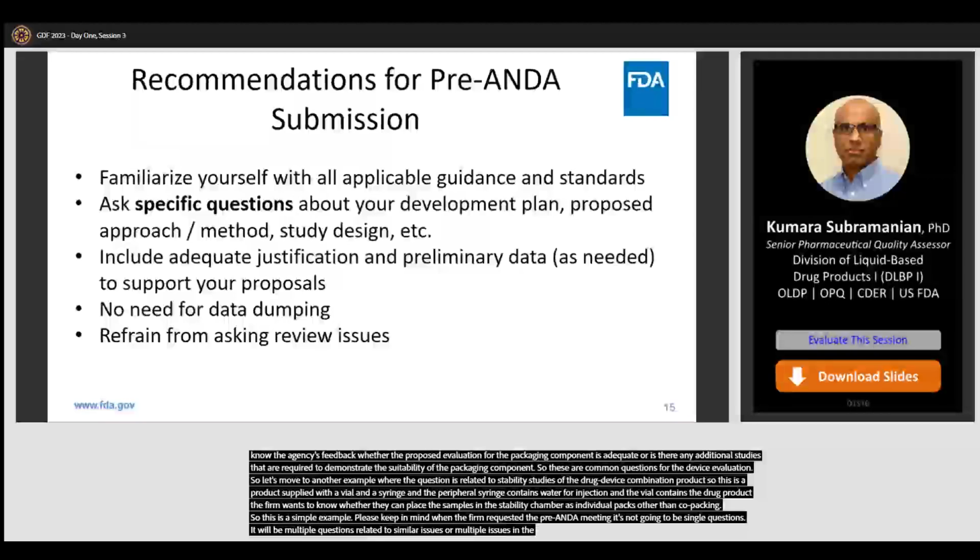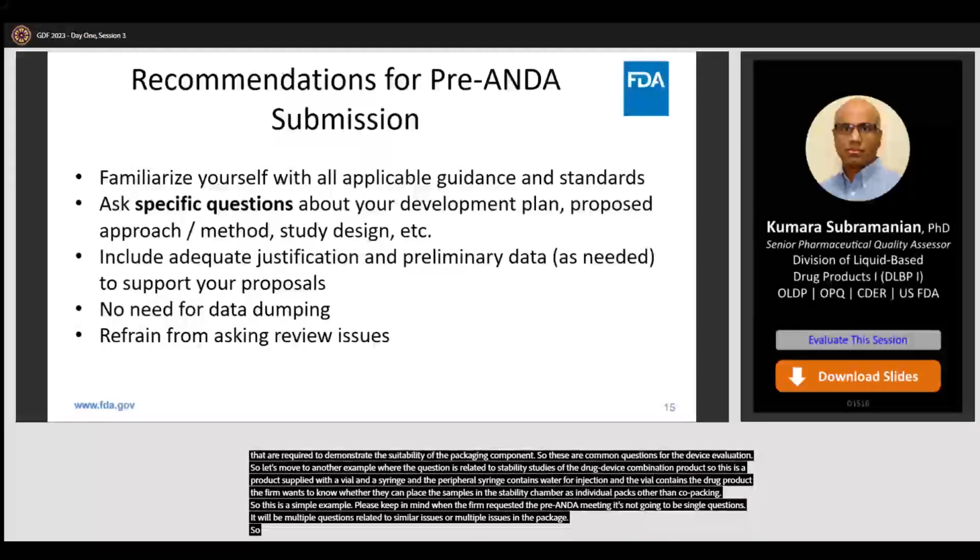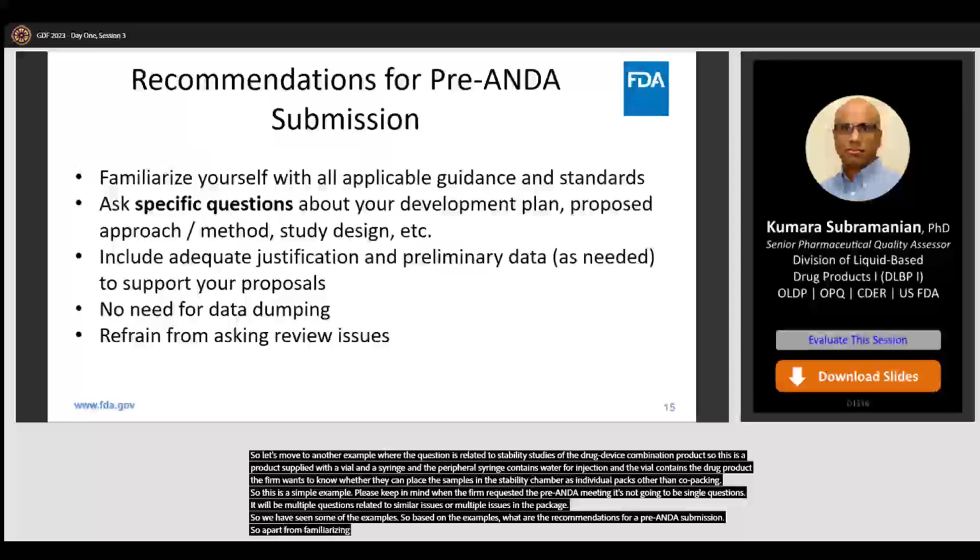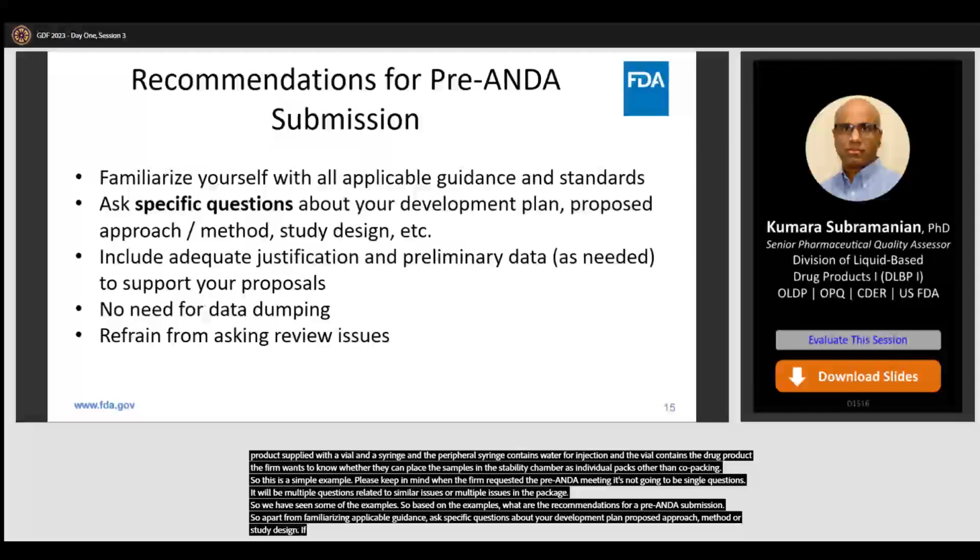So you have seen some of the examples. Based on the examples, what are the recommendations for pre-ANDA submissions? Apart from familiarizing yourself with applicable guidance, ask specific questions about your developmental plan, proposed approach, method, or study design. If possible, try to include some preliminary data to support your proposal. There is absolutely no need to provide too much detail.